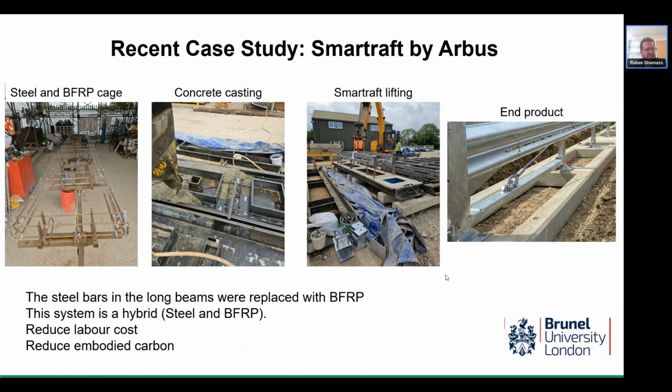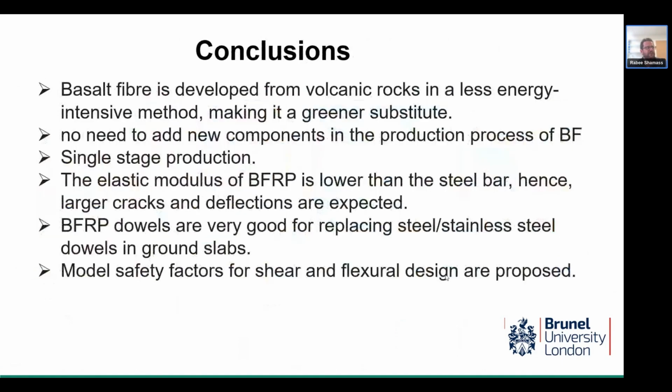It worked very well, and I find the major benefit of using BFRP is basically a reduced labor cost because the BFRP is lighter, and a reduced embedded carbon for the Smart Raft because the BFRP has lower embedded carbon. So in conclusion, the basalt fiber is developed from volcanic rocks in a less energy intensive method, making it a greener substitute. There's no need to add new components into the production process of BFRP, and there are no emissions or hazardous substances.